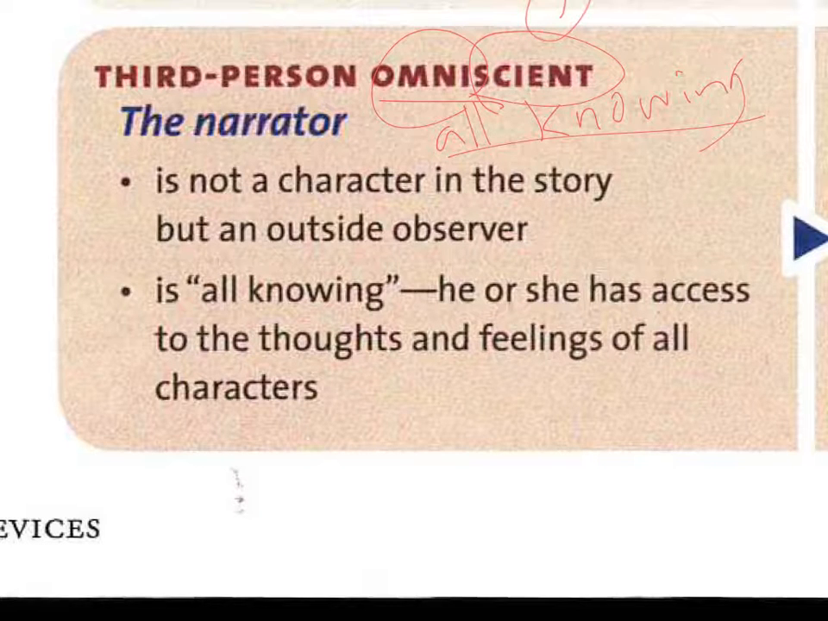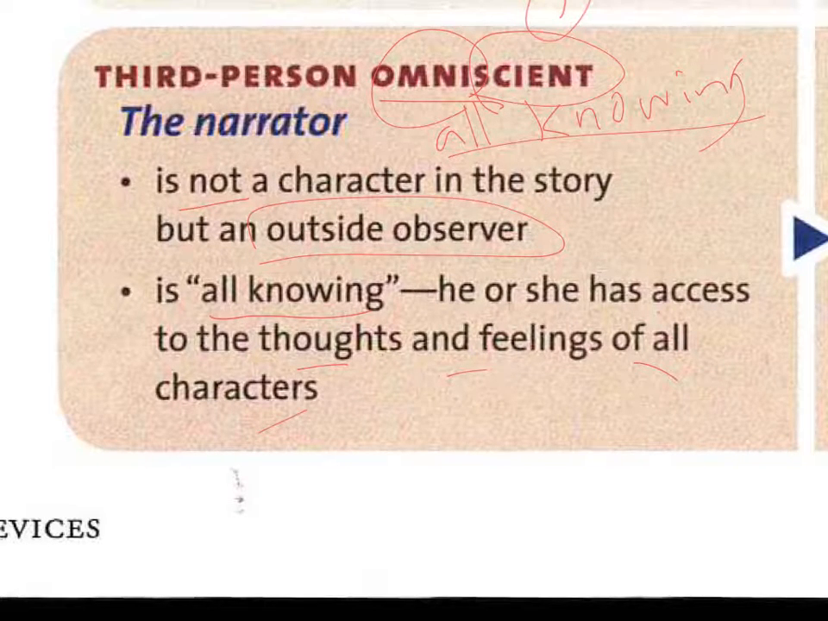Okay, so the narrator in a third-person omniscient story, they're not a character. They're an outside observer, like a fly on the wall. But they are the all-knowing fly. Okay, they're like the Spider-Man type of fly. They get superpowers. They know everything. So he or she has access to the thoughts and the feelings of all the characters.